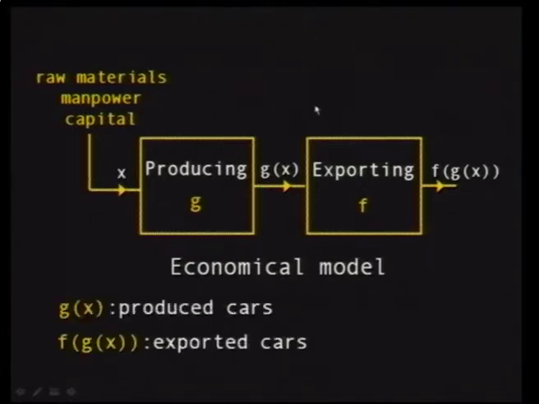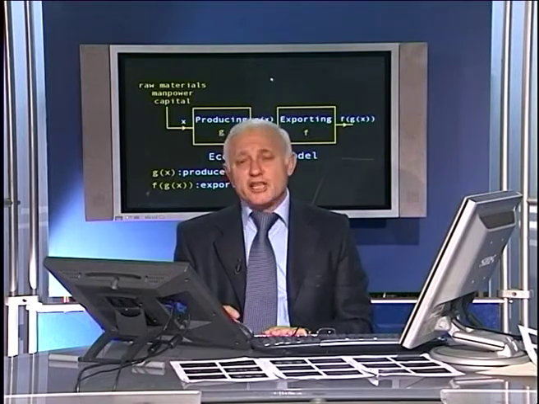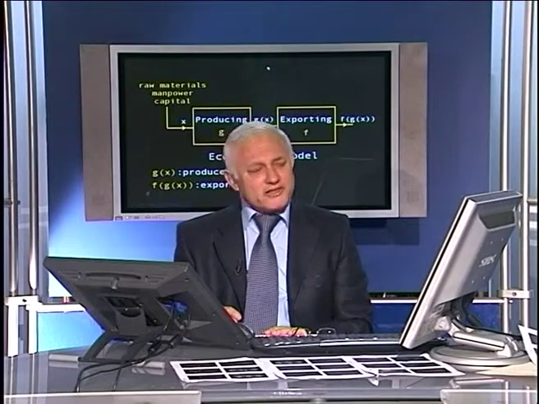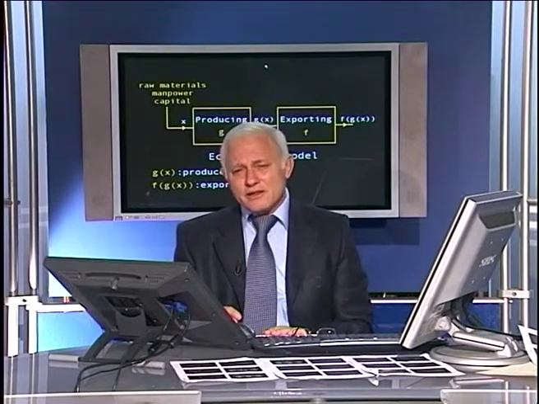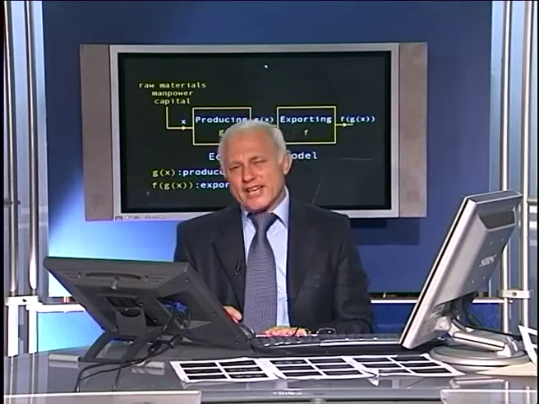So g of x represents the produced cars, while f of g of x are the exported cars. Now here you may encounter different possibilities. Either you may export all the produced cars, or only some, or even not export any cars because you reject them or they don't meet the specifications. They may not be good, or they may be more expensive, for example.